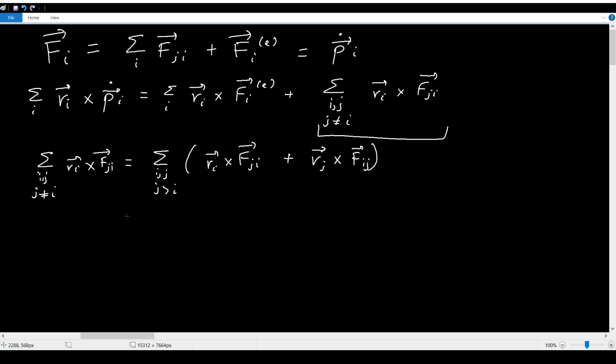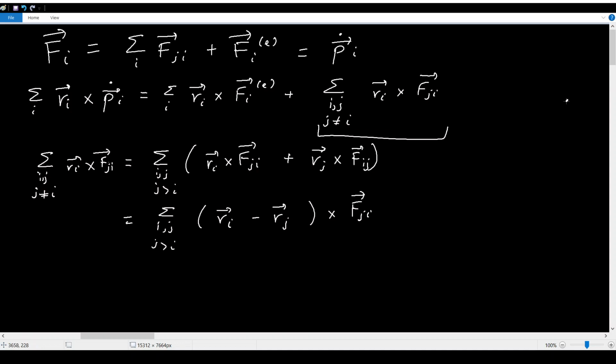And now what we can do to go further is we note that F_ij is just equal to minus F_ji, right? So j is greater than i. So I'm just going to take F_ji outside as common. Here r_i just remains as it is, and this is minus F_ji. F_ji goes outside, we get a negative sign. Right. So what is this quantity?